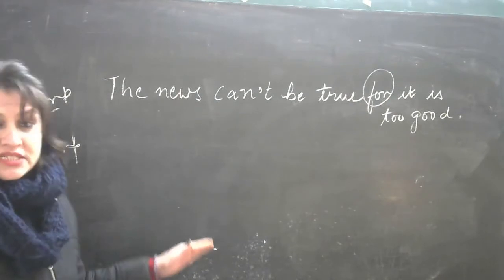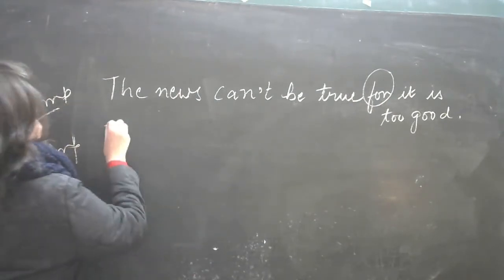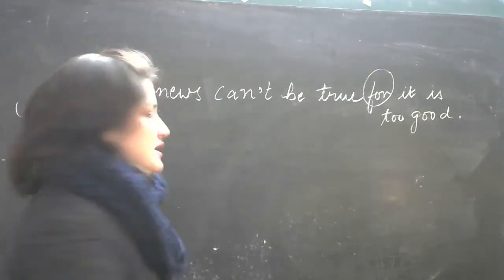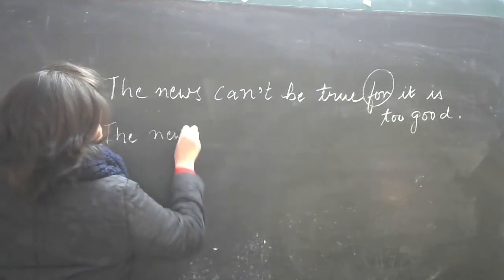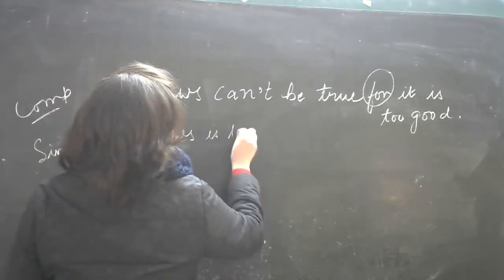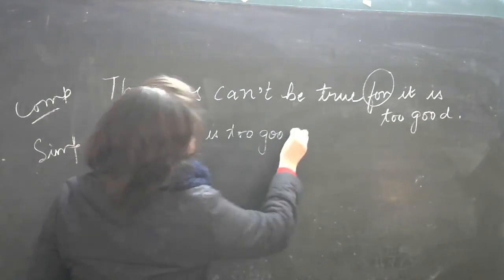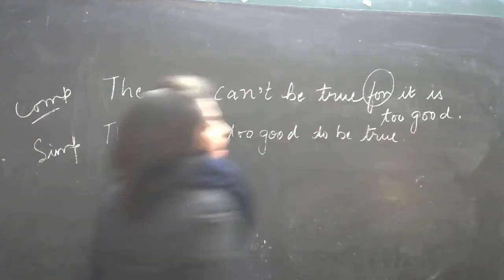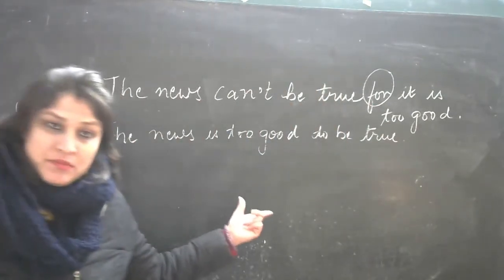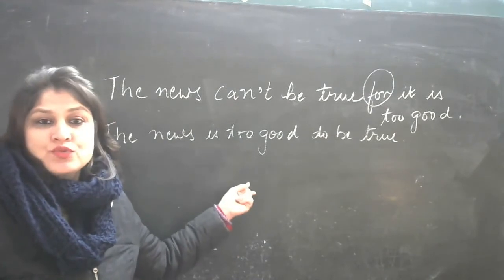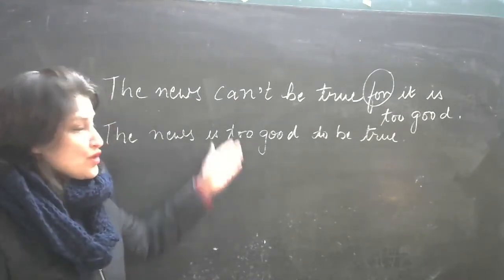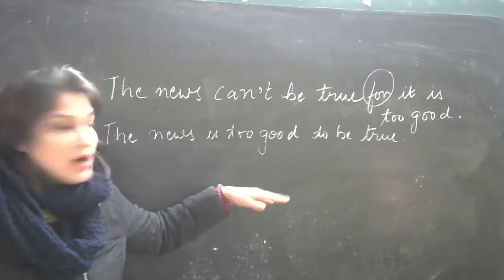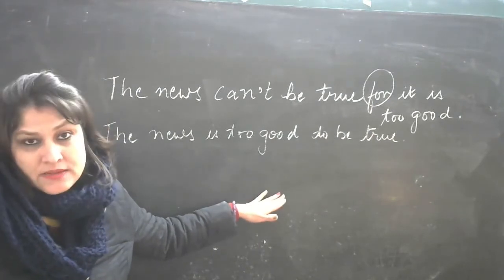How are we going to change the sentence into a simple sentence? The news, I'm sure you remember the adverb too, so that is what we'll be using here. The news is too good to be true. So the meaning remains the same, but I've changed it from compound to a simple sentence. That is what you need to do. So in case you get a compound sentence, you know how you have to change it to a simple sentence, right?